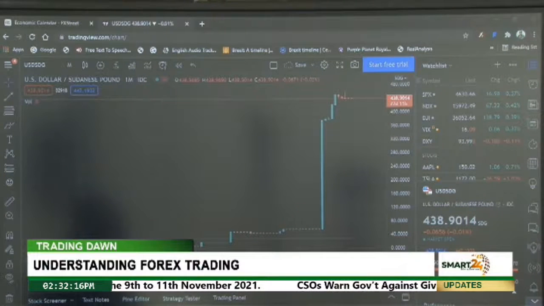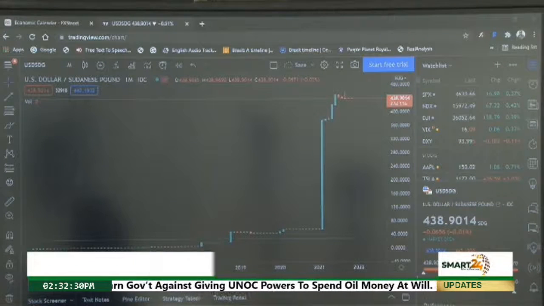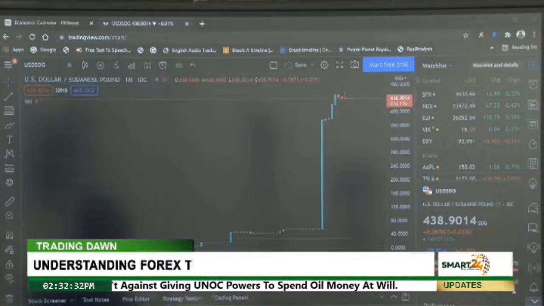So if you have TradingView, you can look for all those charts and see how all African currencies are faring. You can look at Uganda, you can look at Kenya, you can look at South Africa, you can look at so many countries and see how they are. And you'll get a sense of what Forex trading actually is.